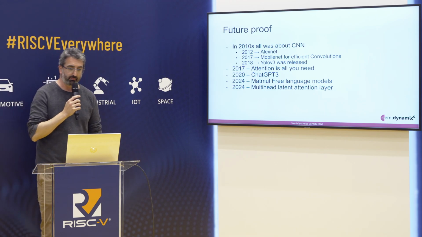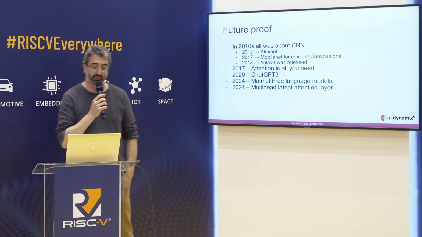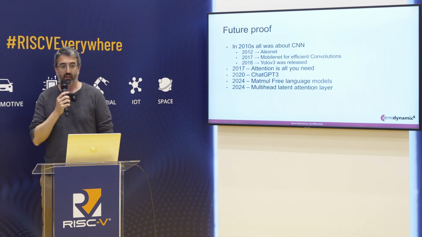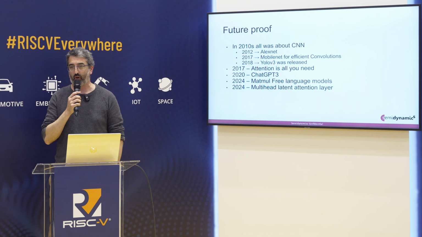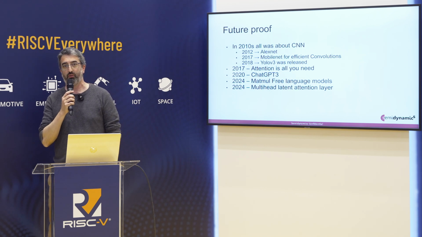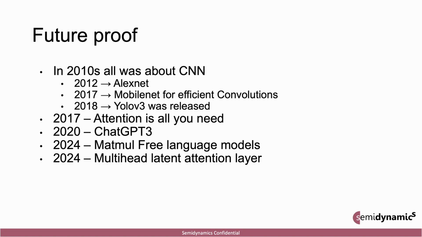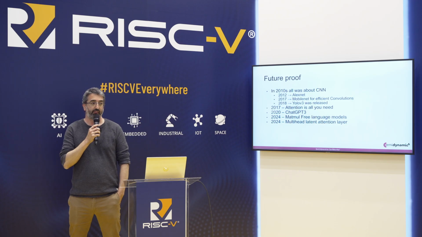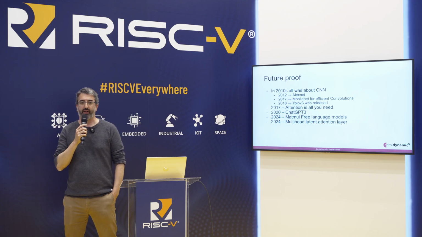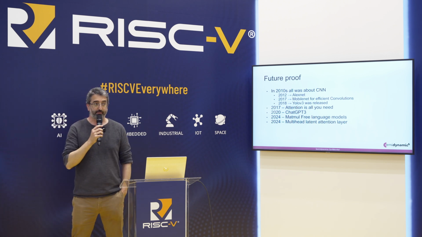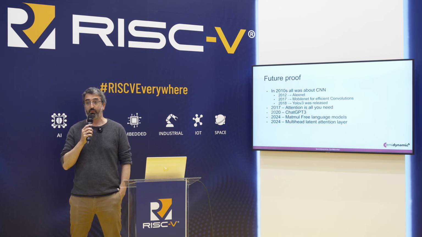But 2024, MatMul-free language models appeared, claiming that they can do the same kind of work with the same accuracy without MatMul, based on 1-bit LLMs and 1-bit models. And the latest, in 2024, DeepSeek appears with the multi-head latent attention layer. 2025, DeepSeek R1 appeared, and everyone was claiming that DeepSeek was doing what NVIDIA wasn't able to do with half or 1/10 of the price.